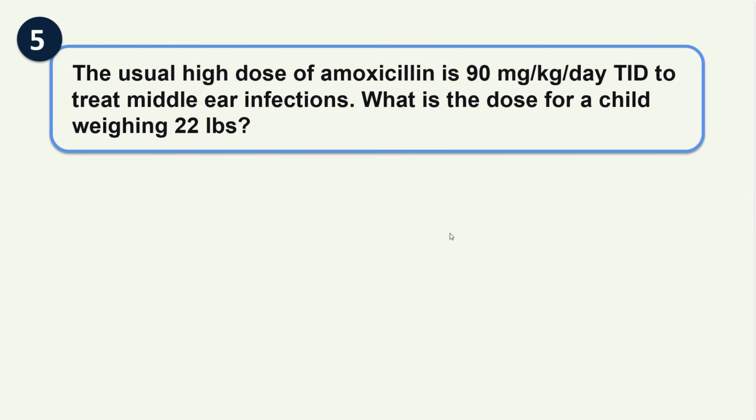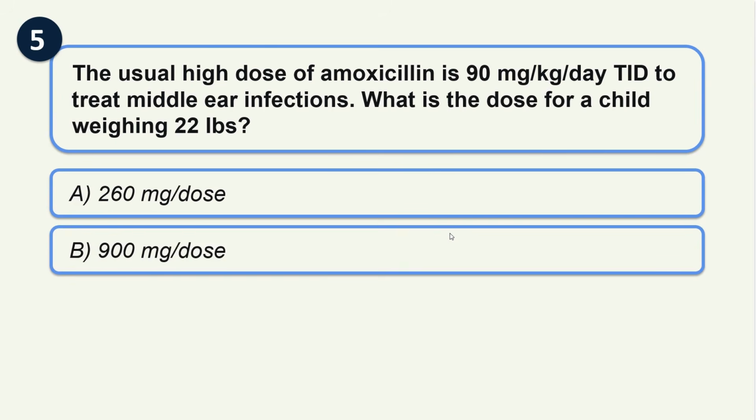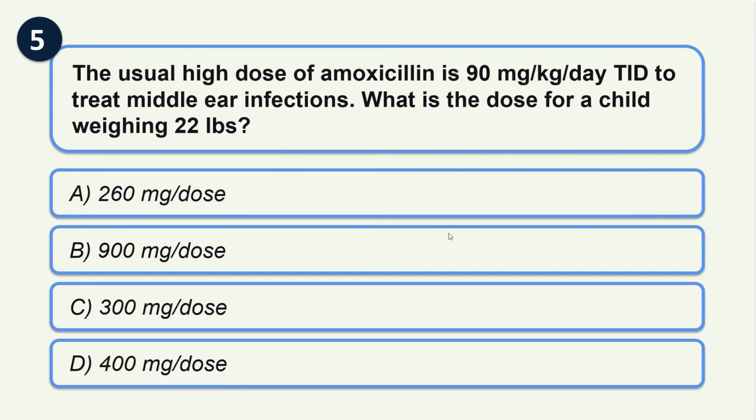Next, the usual high dose of amoxicillin is 90 milligram per kg per day, TID, which is 3 times a day, to treat middle ear infection. What is the dose for a child weighing 22 pounds? A. 260 milligram per dose. B. 900 milligram per dose. C. 300 milligram per dose. D. 400 milligram per dose. The correct answer is 300 milligram per dose.